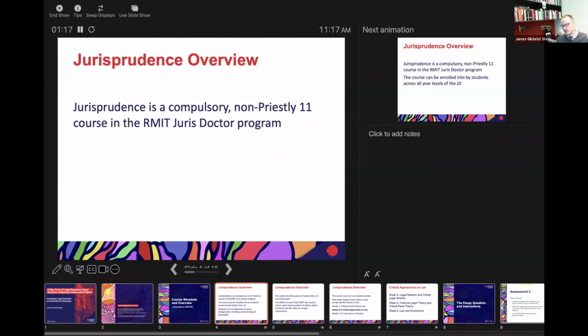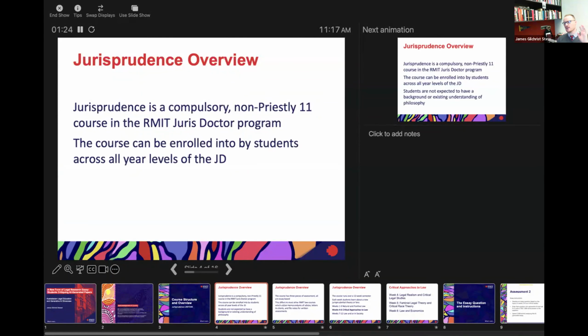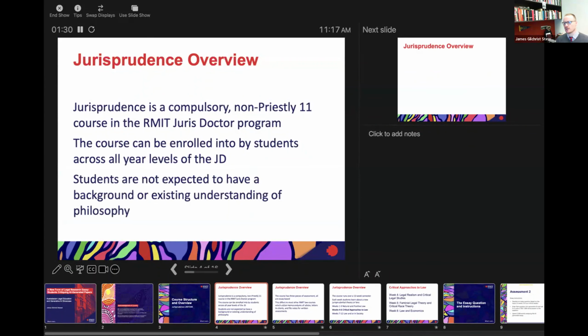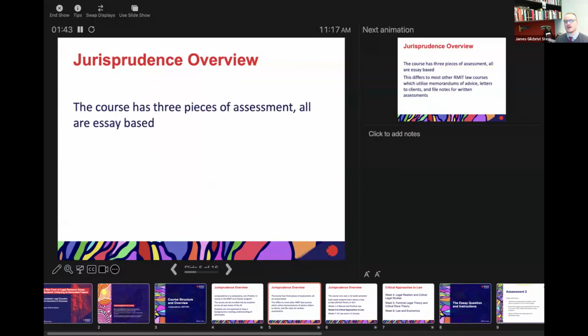Just so everyone's aware, Juris is a non-prerequisite compulsory course for our JD students here. It can be enrolled in by any JD student at any year level. So it's pitched as quite a general introduction to legal theory and jurisprudence. Students don't need a background in philosophy or legal theory to understand it. This becomes more relevant when we look at the way the assessment is set up.